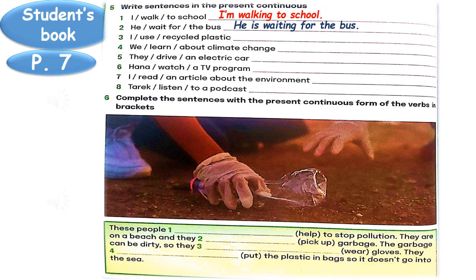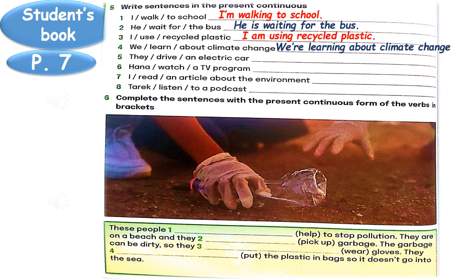In the third question, I use recycled plastic. I takes am, so I am using. But let's have a look at use. Use ends with E. So we have to drop the E before adding the ing. It turns into using, U-S-I-N-G. I'm using recycled plastic. Number 4, we learn about climate change. We takes are, so I can say we are or we're. We are learning about climate change.